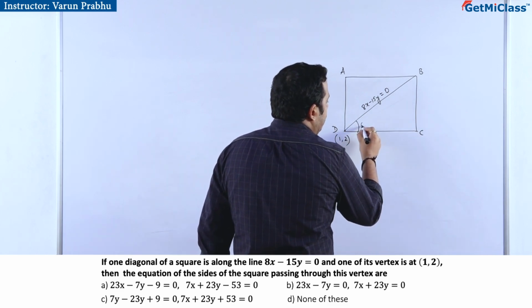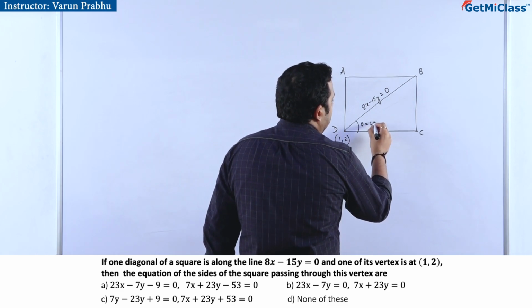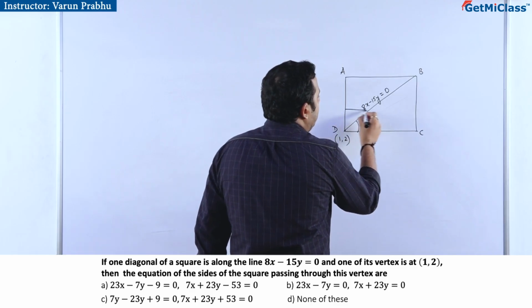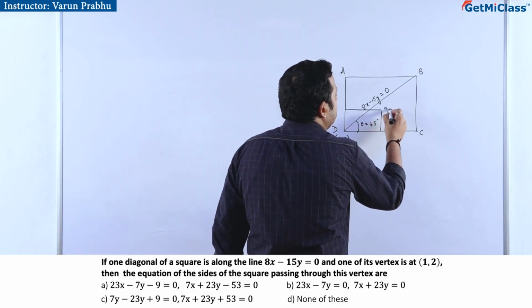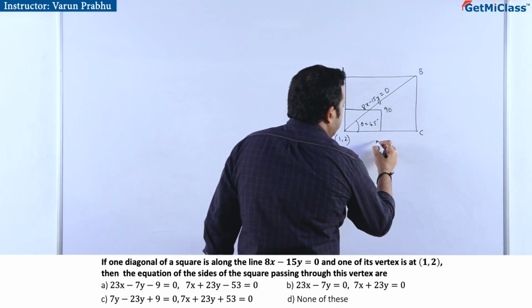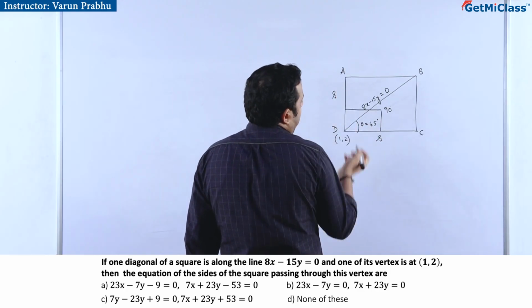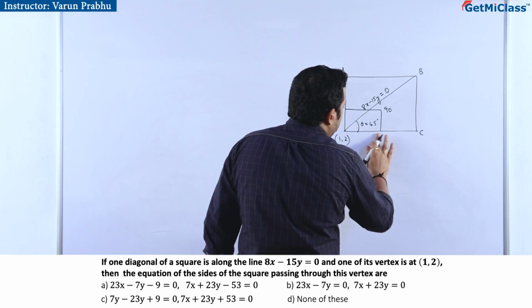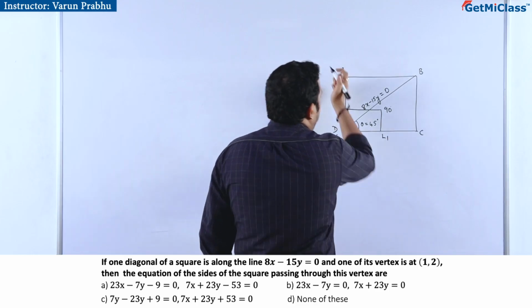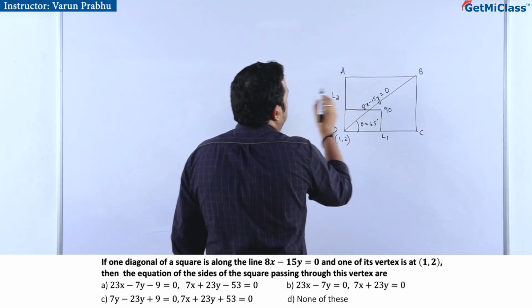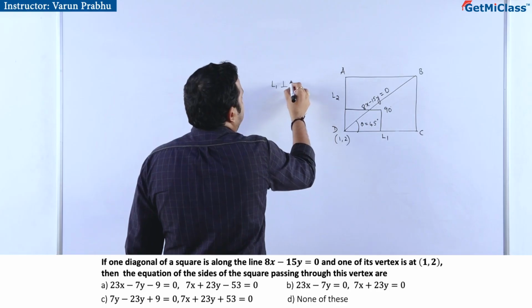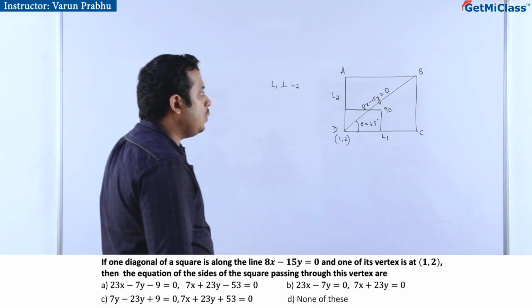So obviously, if I consider this as theta, this will be 45 degrees, and we know that this angle will be 90 degrees. So this is nothing but the side of the square. This is also the side of the square. Let me call this line number 1 and this line number 2. And we clearly know that L1 is perpendicular to L2 because it's a square.